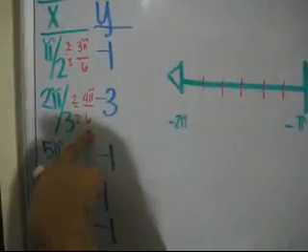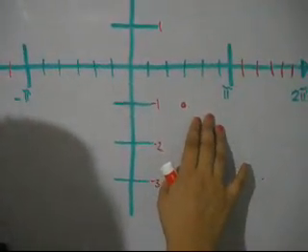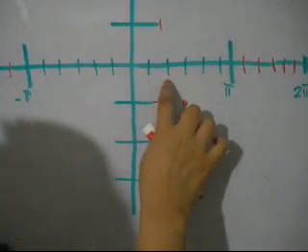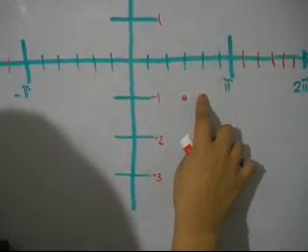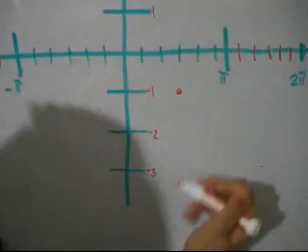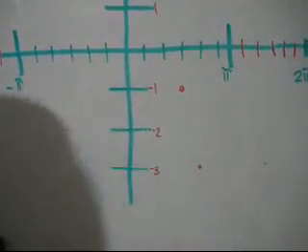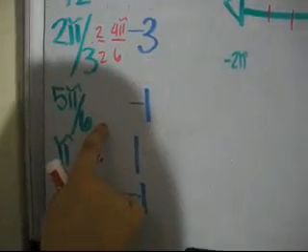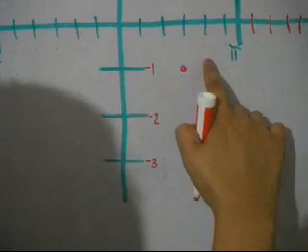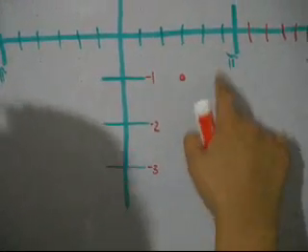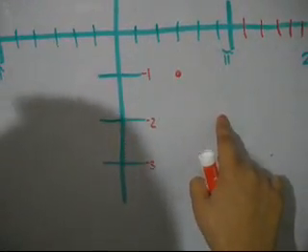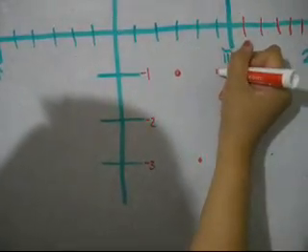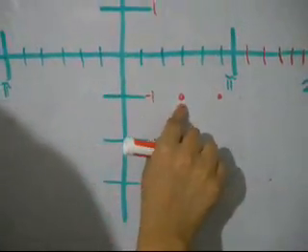4 pi over 6, negative 3 is our next point, and we go over here, and we go 1, 2, 3, 4 pi over 6 is here, negative 3 is all the way down here. Our next point is 5 pi over 6, negative 1, so here was 4 pi over 6, so here's 5 pi over 6, negative 1 is up here, right across from that other negative 1.